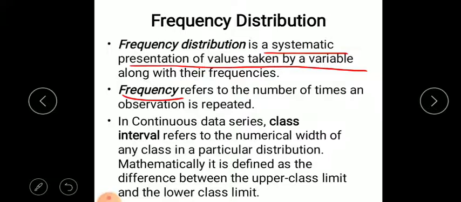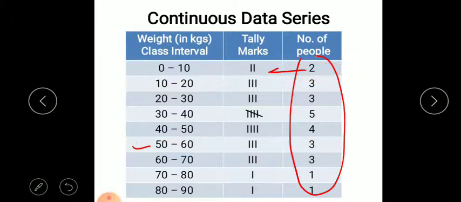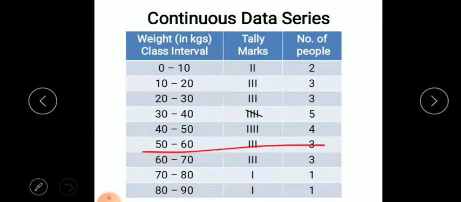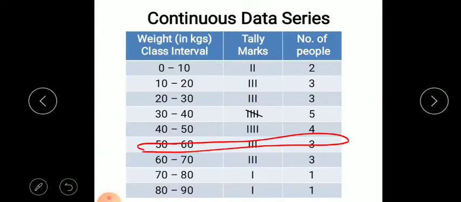So what is frequency? Frequency refers to the number of times an observation is repeated. How many times is this observation repeated? 40 to 50 is repeated 4 times in this case. 50 to 60 is repeated 3 times. So this is nothing but frequency. Next, in a continuous data series, what is a class interval? Class interval refers to the numerical width of any class in a particular distribution. So what is the class interval in this?